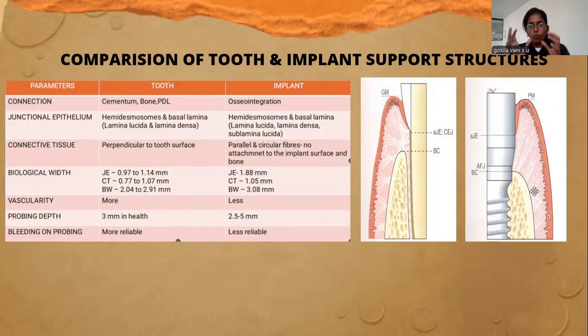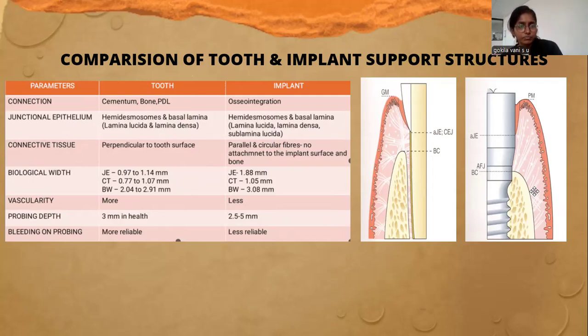So implant and tooth are different. Obviously, this is a prosthesis. Of course, it is a biocompatible material. There is some difference that exists between implant and tooth. The connection in the tooth is the cementum and the periodontal ligament, whereas we don't have cementum and periodontal ligament in an implant, because it is directly integrated with the bone.